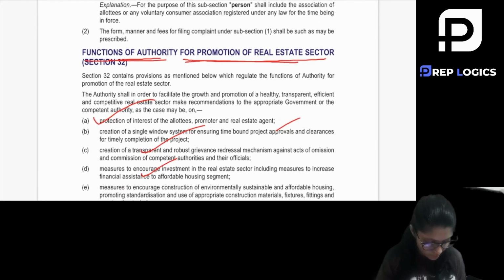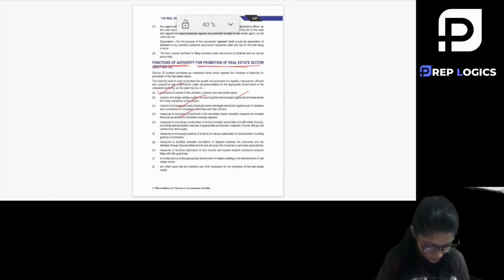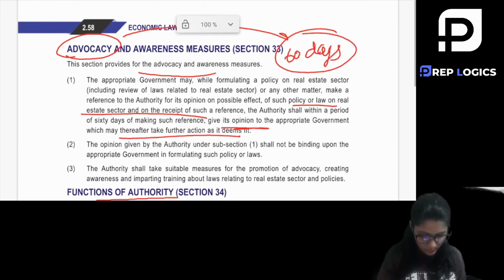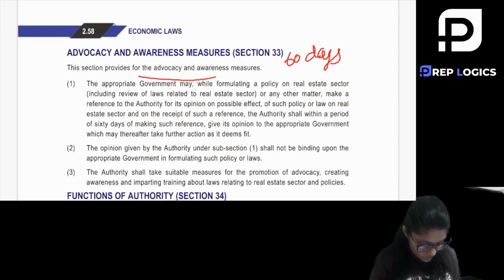Functions of authority for promoter and real estate agents, just read it out, not very important. Now advocacy awareness measure. There are various acts, there is the RERA act, right?